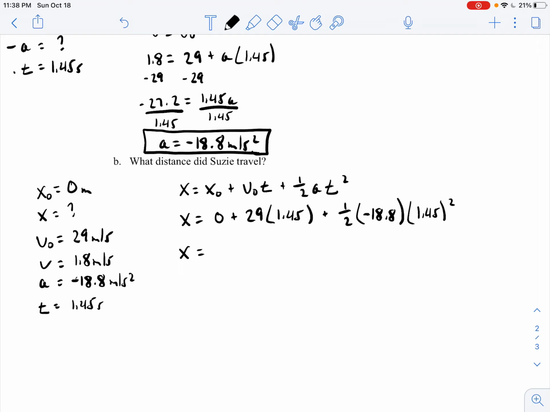So to simplify this a bit, again, we're going to have our 0. I'll just cancel that out here. We do 29 times 1.45. That's going to give us 42.05. If we do 1/2 times negative 18.8, that is going to give us a negative 9.4. And then 1.45 squared is going to be equal to, well, roughly 2.1.